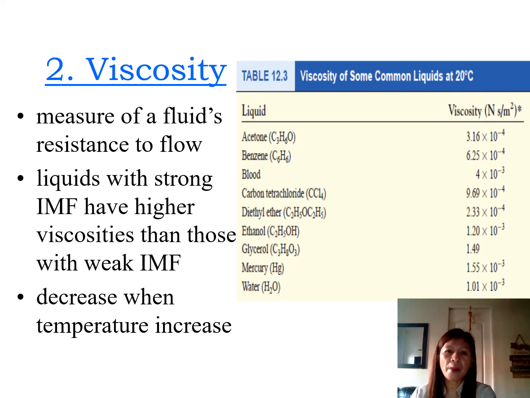So comparing blood and acetone, we have blood 4 times 10 raised to negative 3. This is much greater than that of acetone, which is 3.16 times 10 raised to negative 4. The difference in the exponent, negative 4, is smaller than negative 3 of blood. Therefore, blood has higher viscosity than acetone.